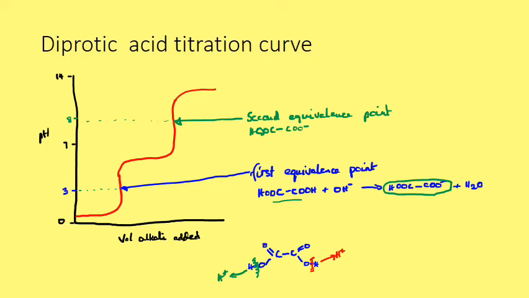It's going to lose its second hydrogen ion, and that hydrogen ion is going to break off and react with this hydroxide ion here, and so we're going to be left with a double negative ion, and the hydrogen ion that's been lost is reacting with that hydroxide ion to make another water molecule. So there's our two equations for our two equivalence points for a diprotic acid and base titration.